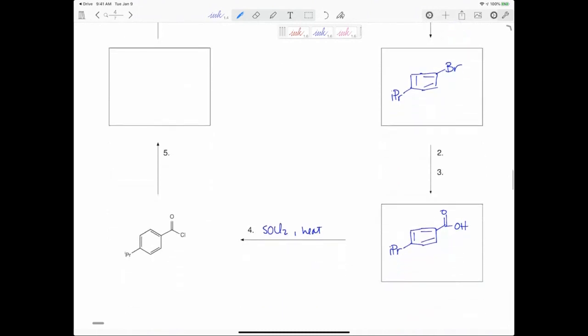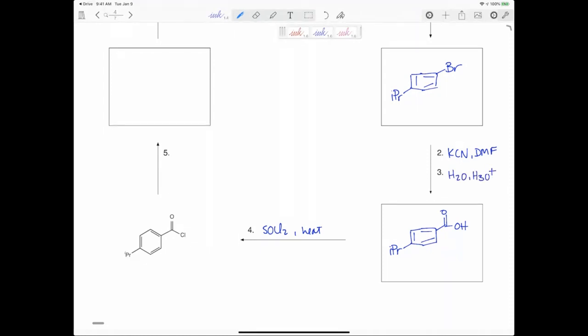And then here, what can we do? It's a 2-step process. So you're gonna do a substitution reaction, right? Get rid of that bromine, make it cyanide, and water.